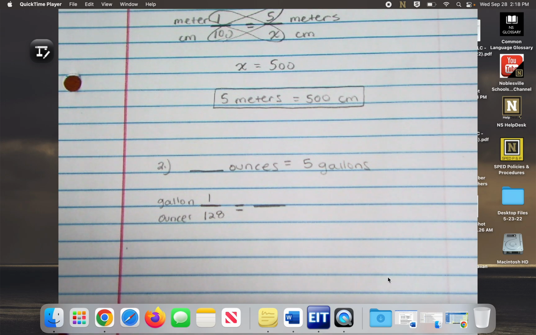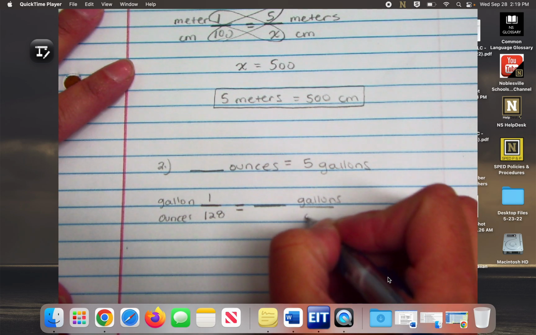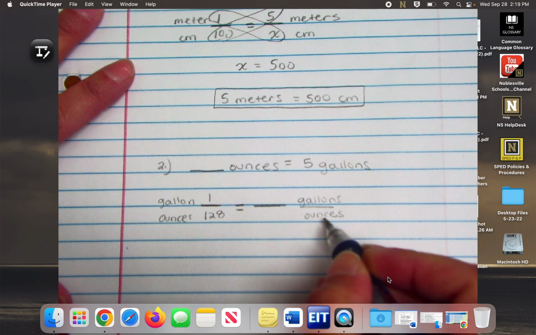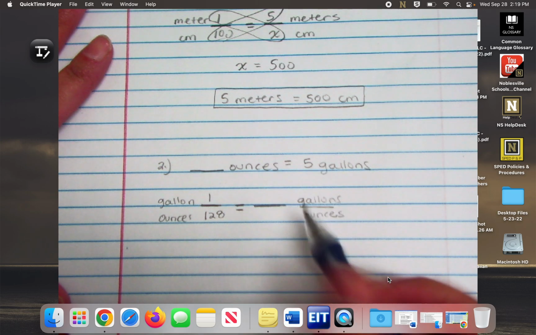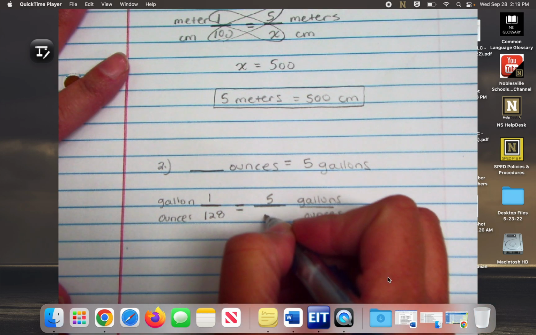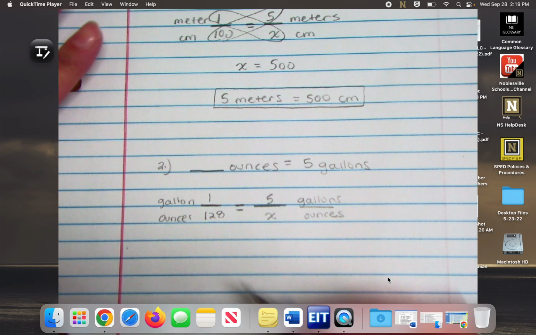Where will my label of gallons go for my second fraction? Numerator or denominator? Numerator, because I have gallons in the numerator here, so I need to write gallons over here so that they match up. Which means ounces will go down here. I know I'm trying to convert with 5 gallons. I don't know how many ounces that is. So I'm going to create my loops.